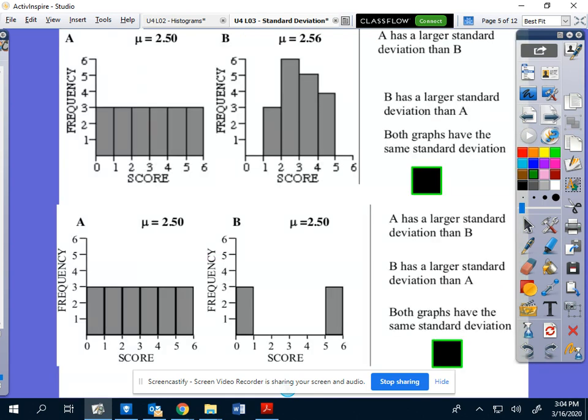All right. Just a couple more real quick. You try these on your own. Press pause on the video if you need to, and take a guess as to whether you think A or B has a larger standard deviation.